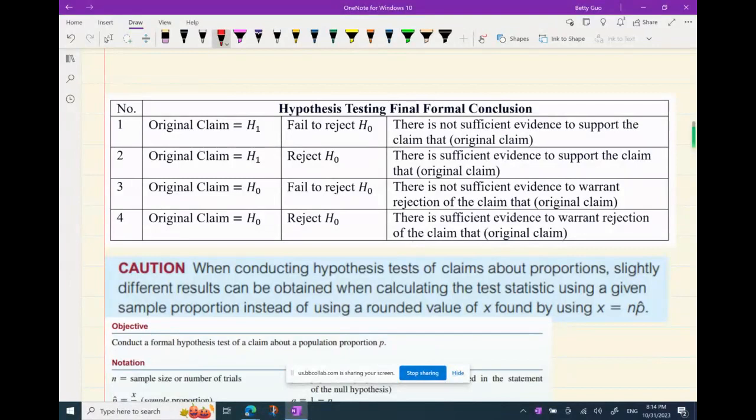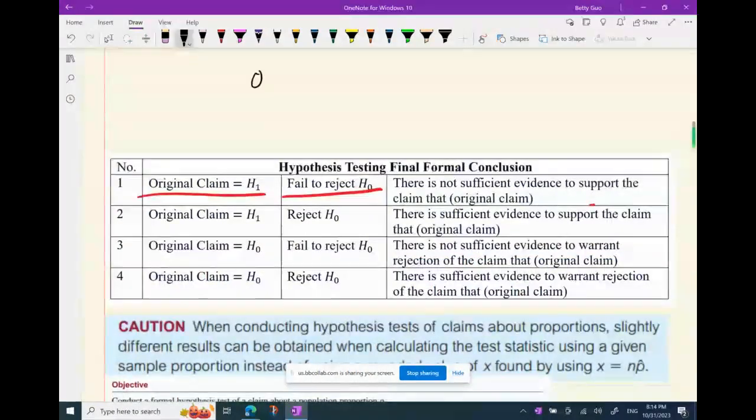It's more convenient. So here in our case, the original claim is the same as the alternative, and both methods give us the result that we need to fail to reject the null, right? So the formal conclusion is here. There's no sufficient evidence to support the original claim. All right, I'm going to write the original claim, H sub 0, H sub 1 here again. Then you can feel why that is the formal conclusion.